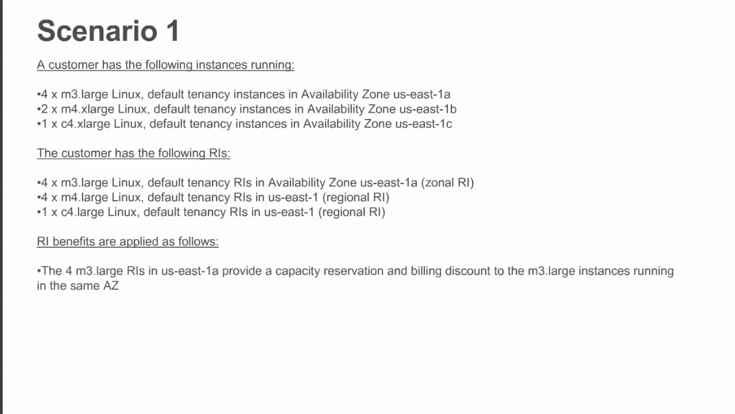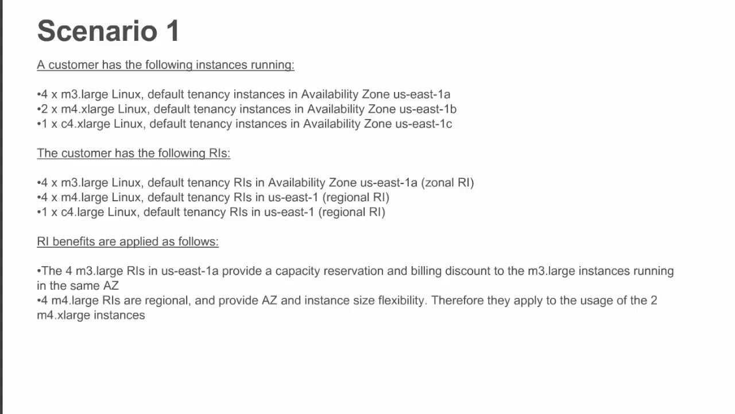The discount and capacity reservation of the 4 M3 large RIs is applied to the 4 M3 large instances because the attributes match between them, which is the instance size, AZ, platform, and tenancy. The M4 large regional RIs provide AZ and instance size flexibility because they are Linux RIs with default tenancy. Therefore, the 4 M4 large RIs provide the billing benefit to an entire hour of the 2 M4 extra large instances.